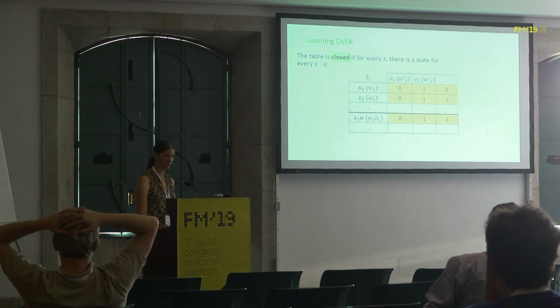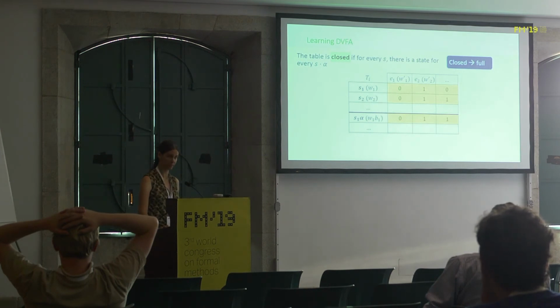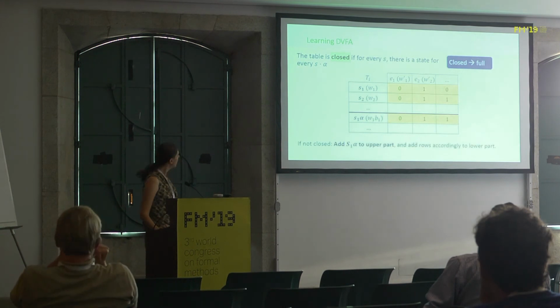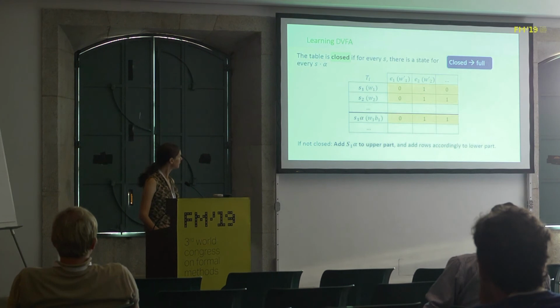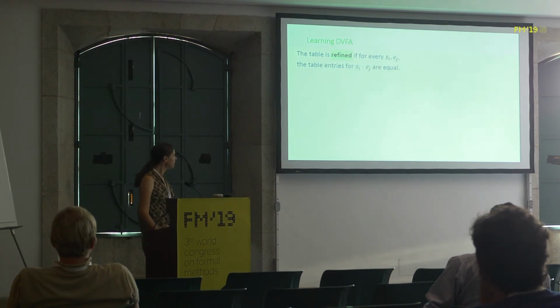That's the part that determines the states. So a closed table basically means a full automaton. Okay, sorry. And if the table is not closed, we simply add the missing rows and then fill the table accordingly. And now we define, a table is refined.